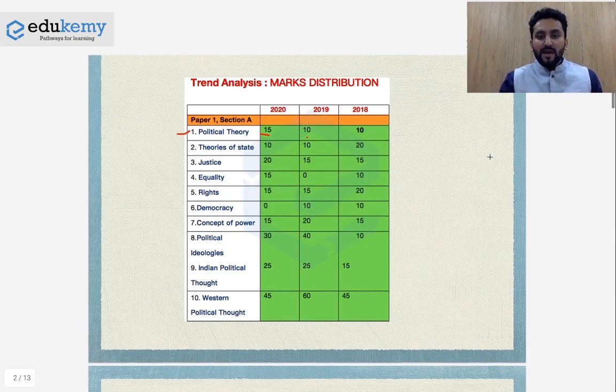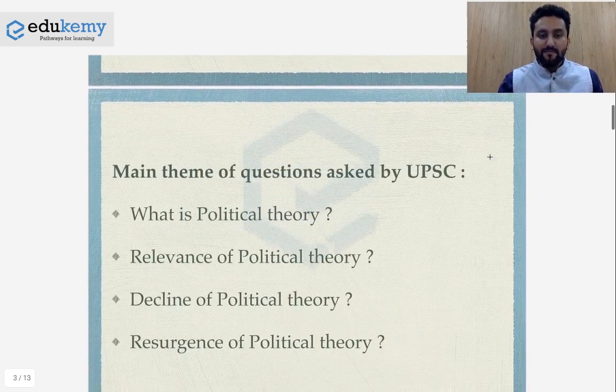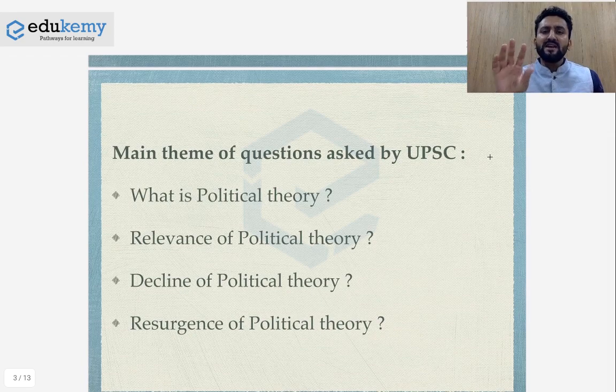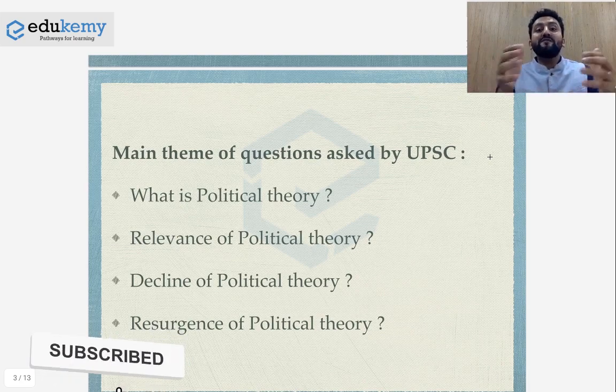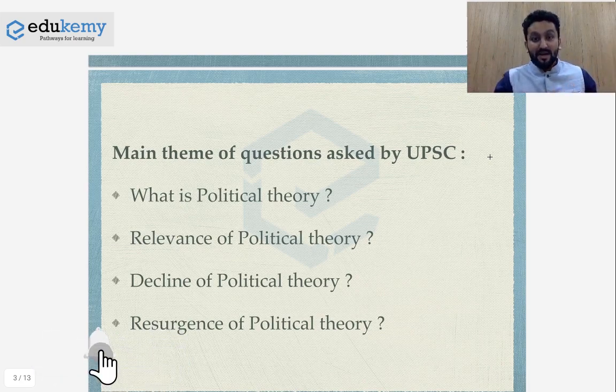For example, if we talk about political theory, paper 1 section A, first topic, these are the main themes on which questions are asked. Example, what is political theory? Okay. Relevance of political theory. Is political theory relevant as of now? What is its importance? What are its tasks? So these kind of questions have been asked in UPSC. Then decline of political theory. Then resurgence of political theory.